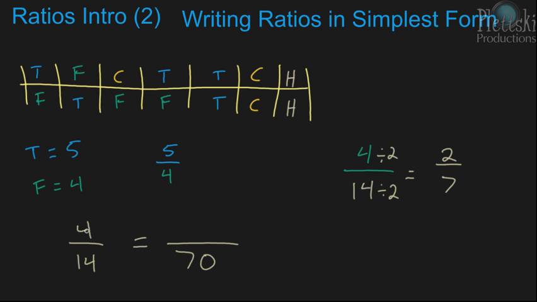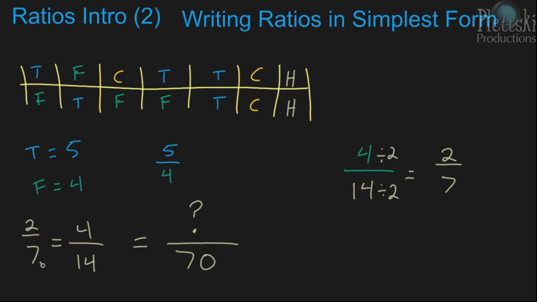So what I can do is set up an equivalent ratio. If 4 cars out of every 14 are Fords, then if I know I have 70 cars, how many of those are going to be Fords? We'll put a question mark there. If I know that 4 over 14 can be simplified to 2 over 7, we already showed that. We can simplify it, but we can go the other way as well.